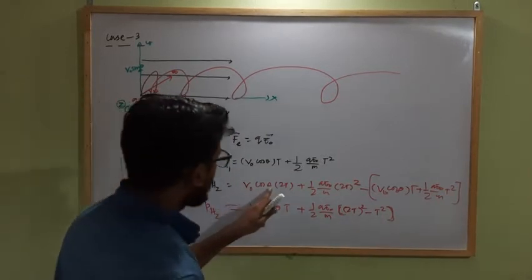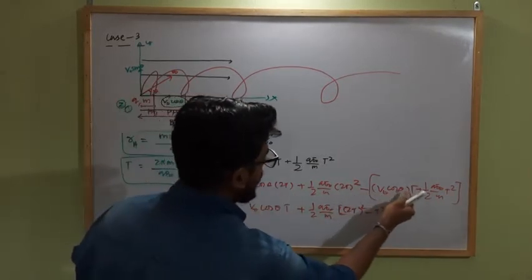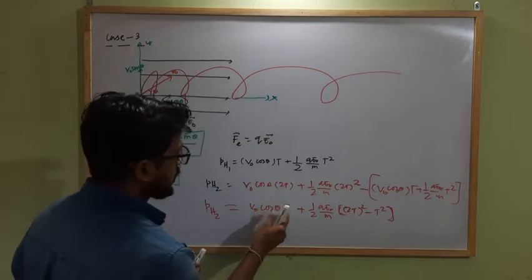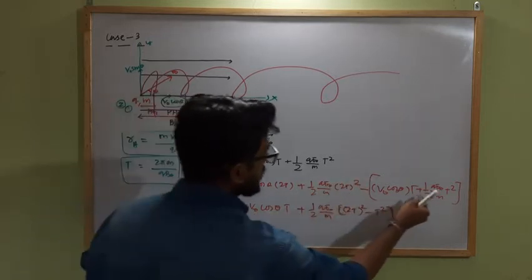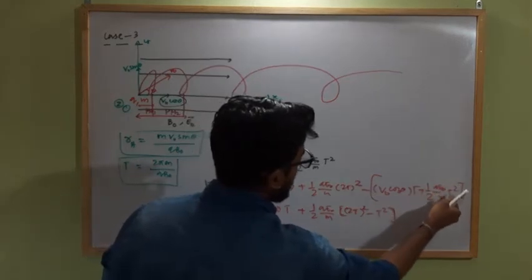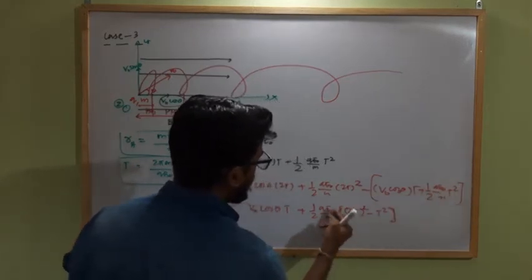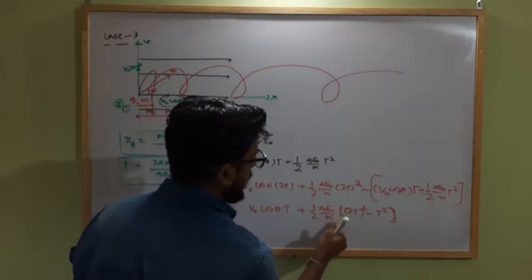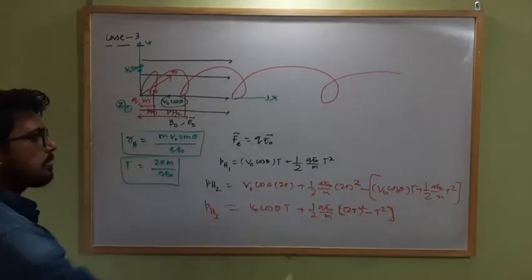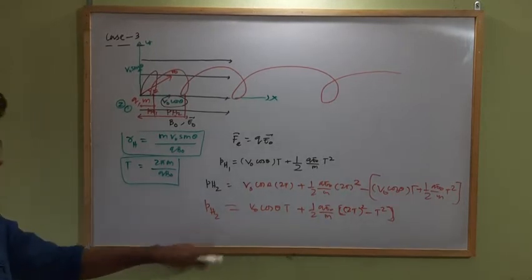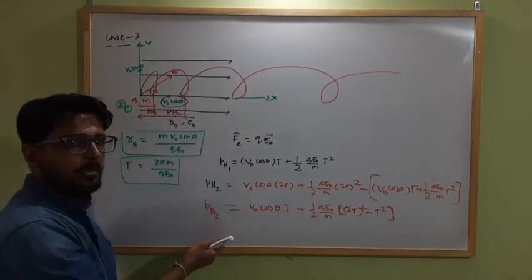Okay, v naught cos theta times 2t minus v naught cos theta times t will be how much? V naught cos theta t plus half q E naught by m times (2t) square minus half q E naught by m t square. So taking half q E naught by m common, it will be 2t square minus t square. So this is the expression for the value of the second pitch. Similarly, we can calculate the value of the third pitch.